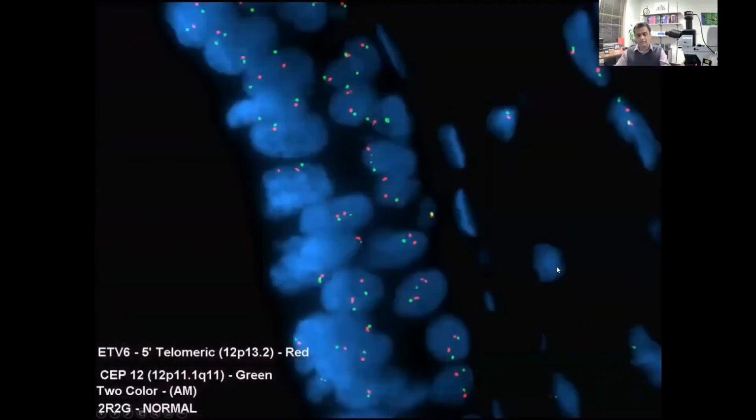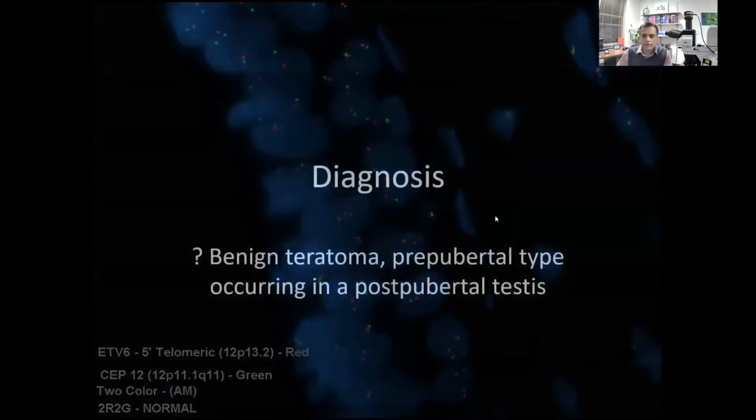And then we also did a FISH test because of the strange presentation of this case in a post-pubertal male patient. And the FISH test, as you can see, was completely normal. There is no overexpression of chromosome 12p. All the red signals equal the green signals, and this was a normal FISH test on the respiratory type epithelium.